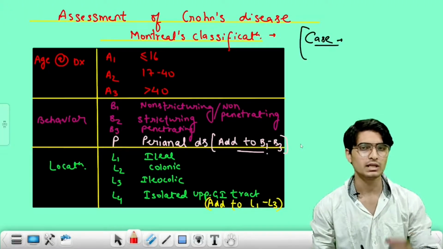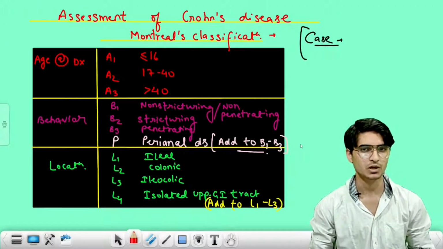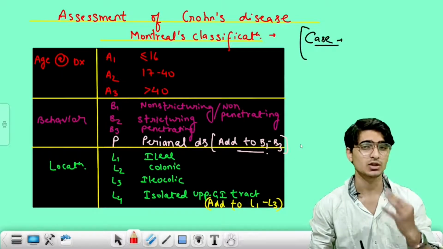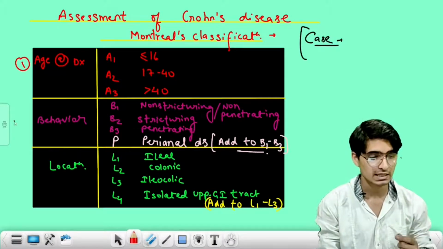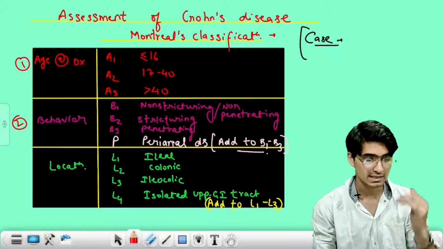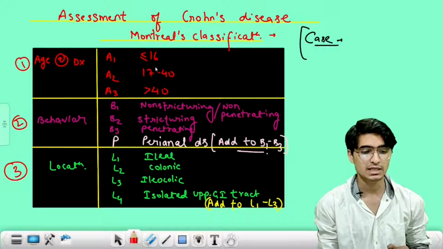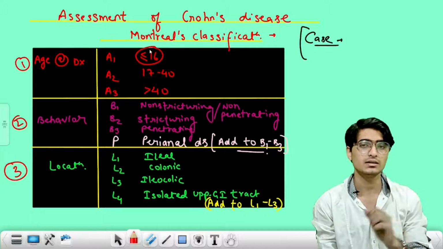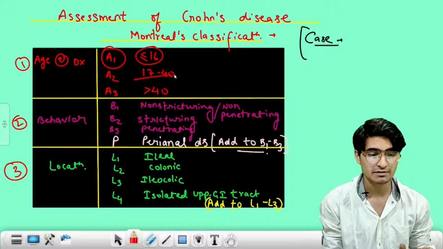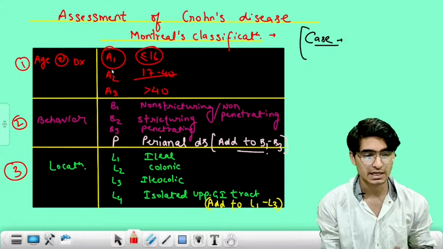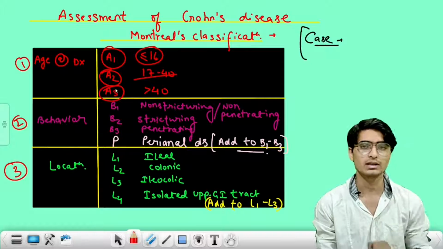So now we will go for the clinical assessment of CD with the help of Montreal's classification. This classification has three components. Number one is the age of presentation of the patient, then the behavior of lesions, and subsequently the location of the lesions. When the age of the patient is less than or equal to 16 years, that is categorized as A1, if it is 17 to 40, that is A2, and if it is more than 40, that is A3. This is the age component.